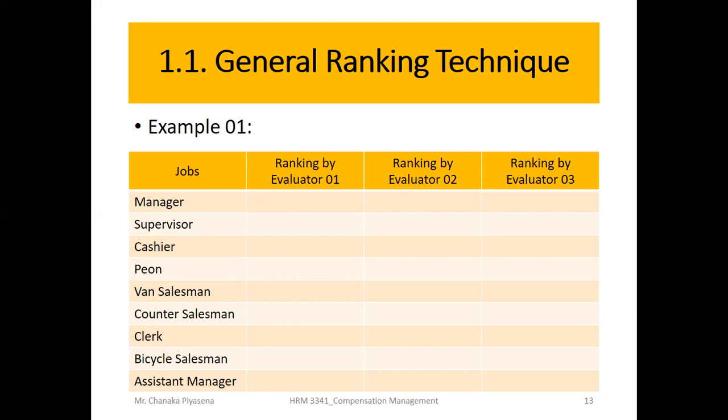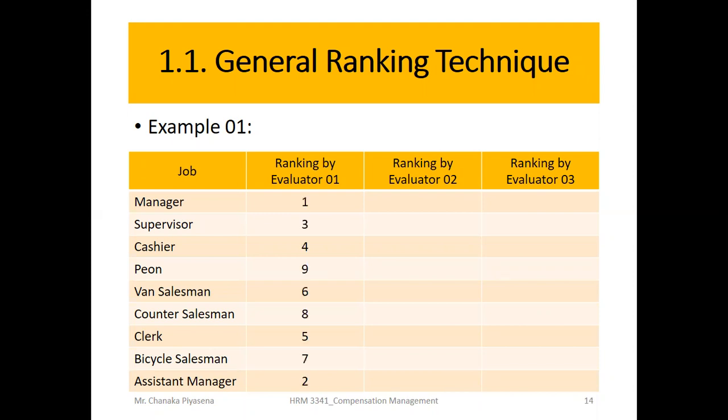We appoint these 3 experts and provide all the relevant information, job analysis information, to all these 3 evaluators. Then they can independently rank these jobs: manager, supervisor, cashier, PM, van salesman, counter salesman, clerk, bicycle salesman, and assistant manager. Then we can collect the individual ranks to calculate our average rank.